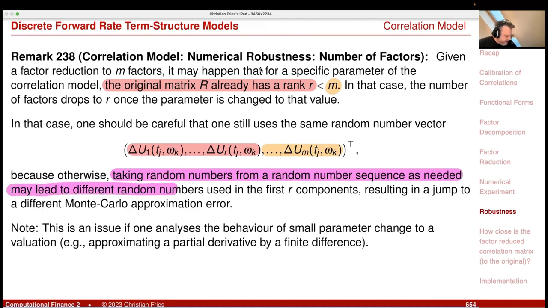Which results in a jump of the Monte Carlo error. So this is another implementation remark. You should keep the number of factors constant, even if there is, for example, a parameter that suddenly changes a factor loading to zero.